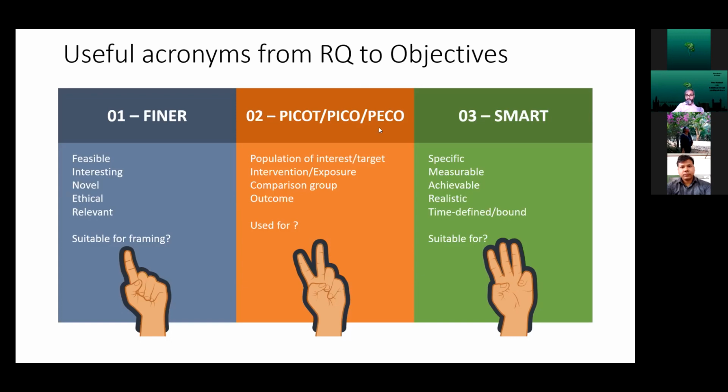Okay, Anand is asking how many objectives we can have in one study. I'll come to that, Anand, don't you worry about it. FINER is used to define our research questions. Just remember that from me.